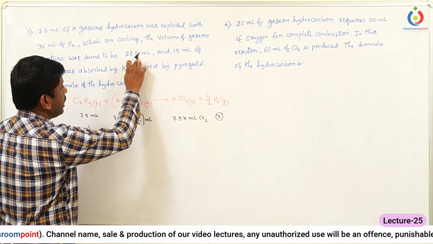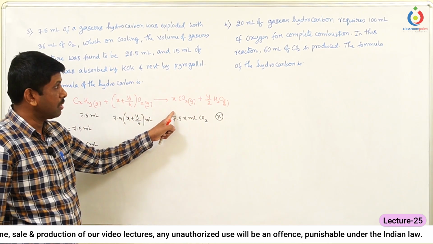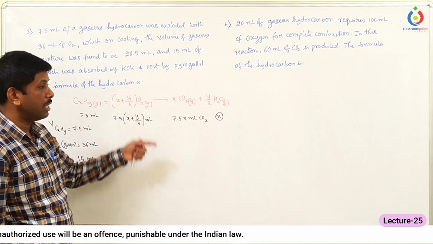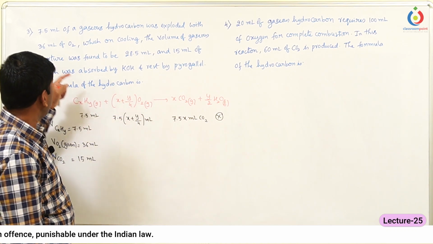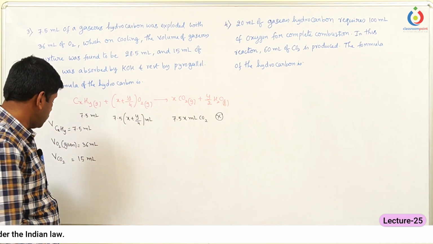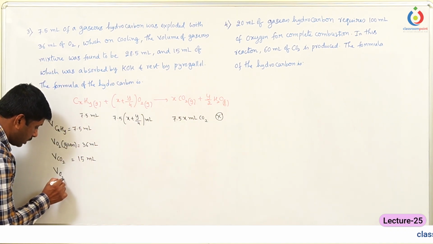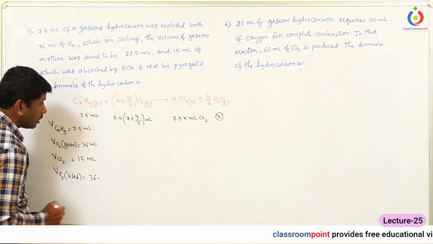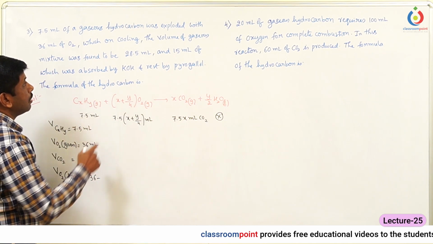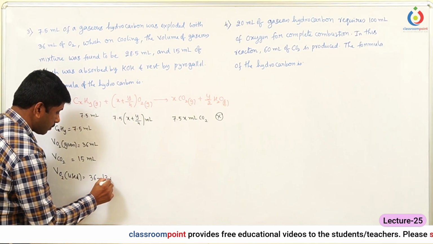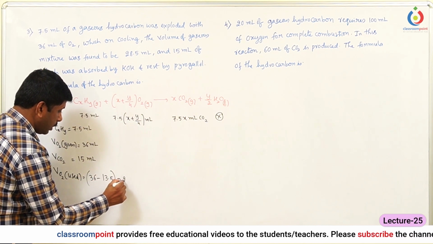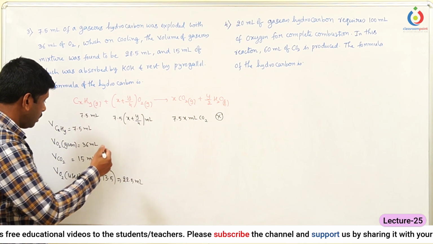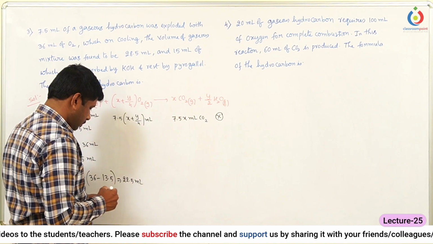Final gaseous mixture is 28.5 ml that contains both oxygen and carbon dioxide, of which 15 ml is carbon dioxide. So the remaining 13.5 ml is oxygen that is still present in the gaseous mixture. But we have taken 36 ml of the oxygen, so we can write that volume of the oxygen used or reacted is equal to 36 minus 13.5. This is equal to 22.5 ml of oxygen used in the reaction. So now let us solve this question.